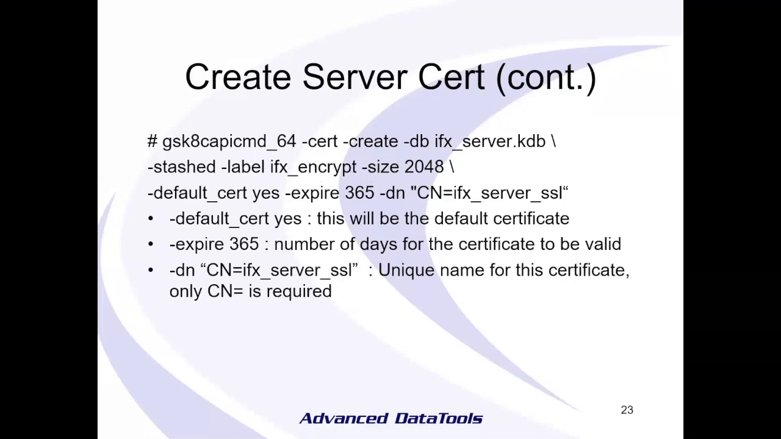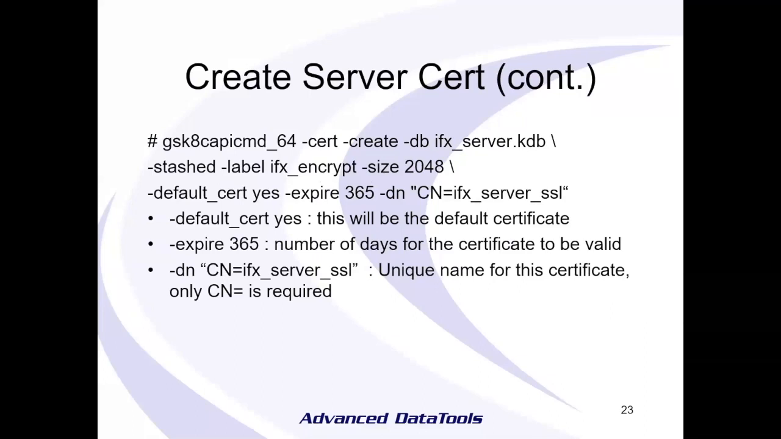The last piece is the -dn. This is a unique name for the server, and it's given in LDAP format. There's a whole bunch of different options you can give, between the CN, which is the common name, O, which is the organization, OU, organizational unit. There's a number of other different levels you can give. The only one that is required is CN.